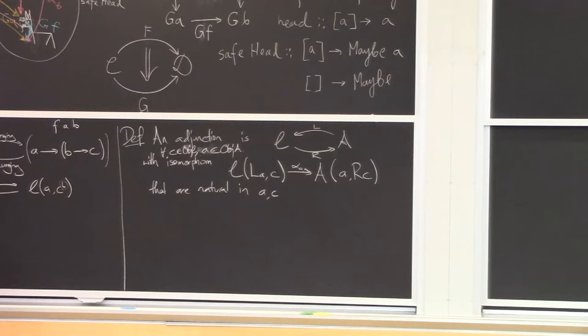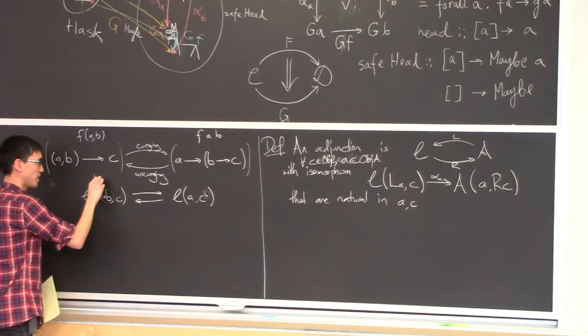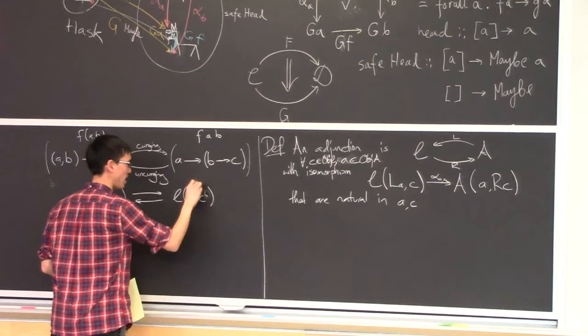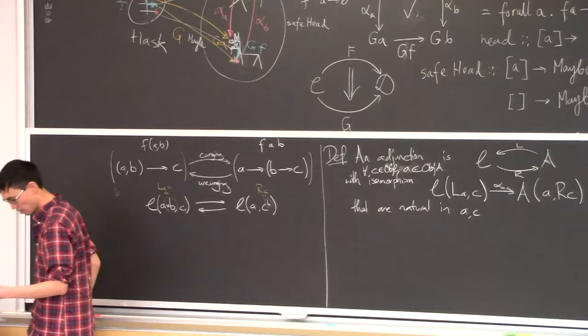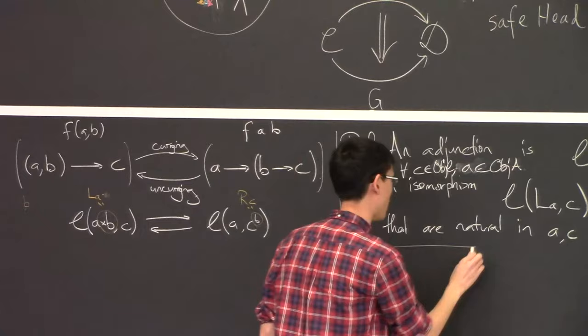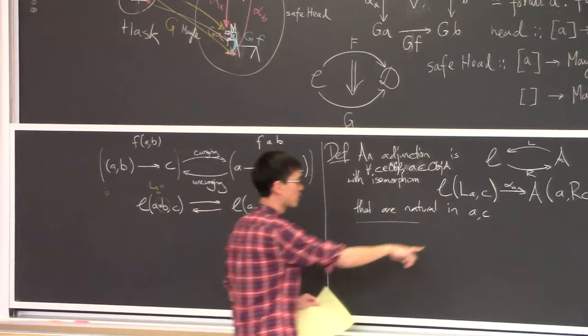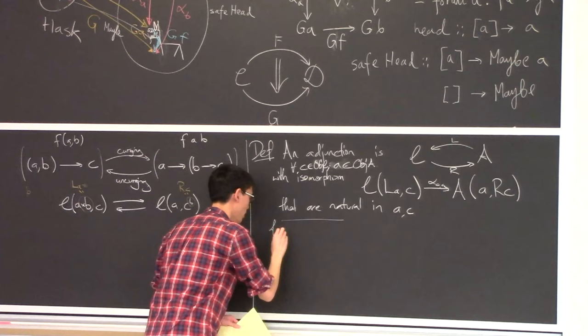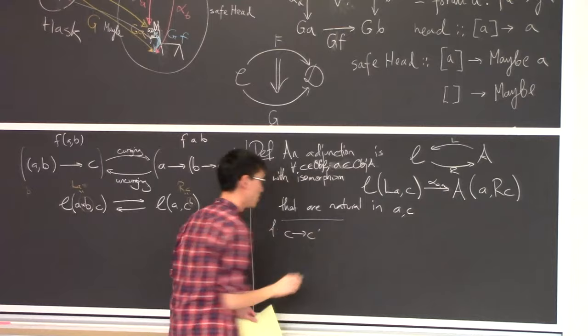Okay. So the example here is that this functor L, this functor times B, is the functor L. So LA equals A times B, and then R of C is equal to C to the B. Okay. Let me say a tiny bit about what this natural in A and C means. I'm going to just talk about naturality in C. So this says, if we pick some f that goes from C to C prime, then some square has to commute.